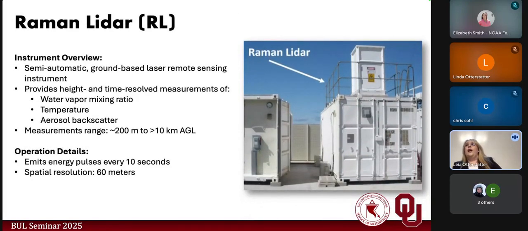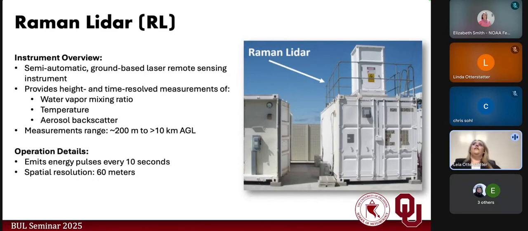So taking a look at the Raman LiDAR, the general overview is that it is a semi-automatic ground-based laser remote sensing instrument, and it provides both height and time-resolved measurements for water vapor mixing ratio, which is a big key part of this project, considering that we're looking at moisture. You've got temperature as well as aerosol backscatter.